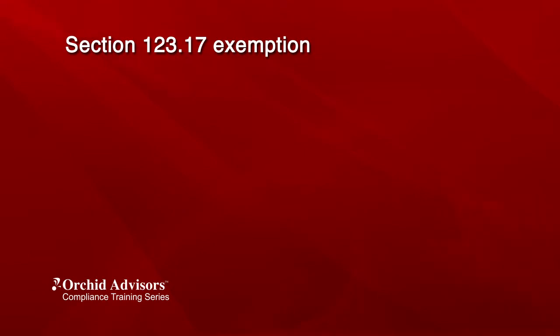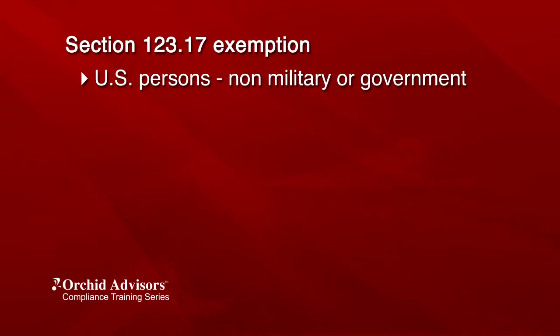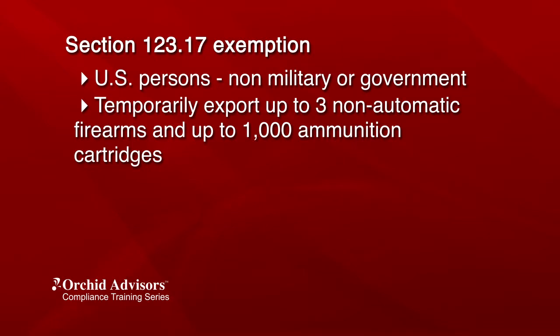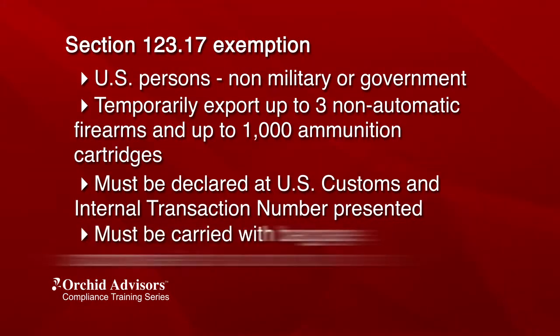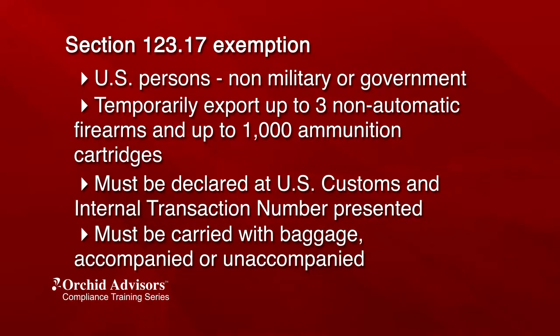Section 123.17 contains an exemption for U.S. persons, with the exception of U.S. military or government personnel, to temporarily export up to 3 non-automatic firearms and up to 1,000 ammunition cartridges, as long as the person declares the articles to U.S. Customs and Border Protection at departure, including the internal transaction number from the electronic export information filed in the Automated Export System. The firearms or ammunition must be carried with the person's baggage, which can be either accompanied or unaccompanied, but it cannot be mailed.